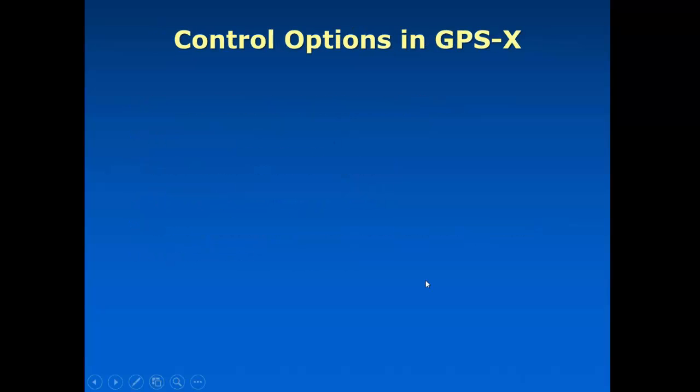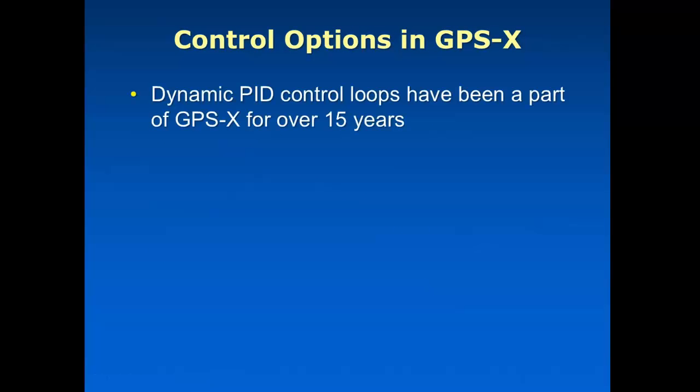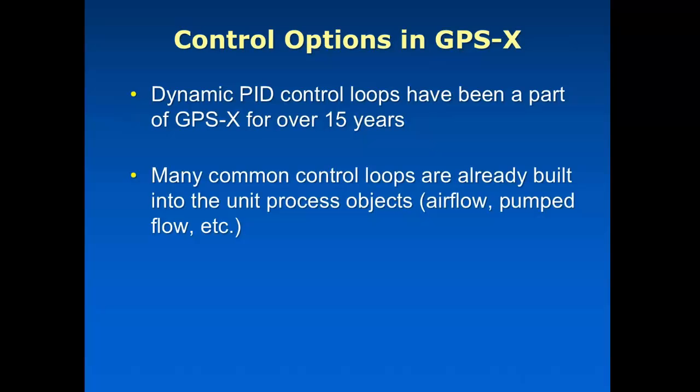Okay, so let's jump right in. There are a number of different types of controller options that are available for you to attach to your model in GPSX. And these have all been there for many, many releases of the software. All the PID control loops and the timing controllers and so on have been there pretty much since the very beginning. Many of those very common control loops that you may want to take advantage of, such as a DO controller, are already built in by default into the unit process objects.